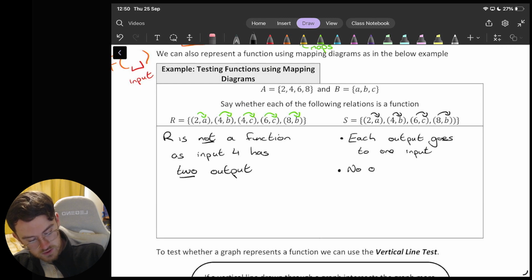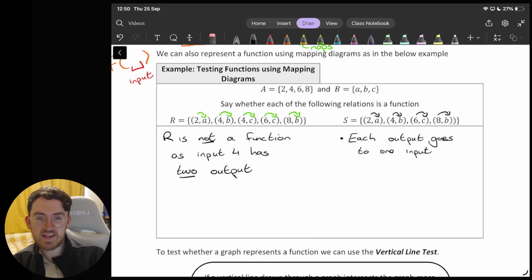And essentially, I've summarized it there. Each output goes to one input. I was going to say then no output goes to 2, but that's just the same thing. So each output goes to an input and only goes to 1. So we would say S is a function.